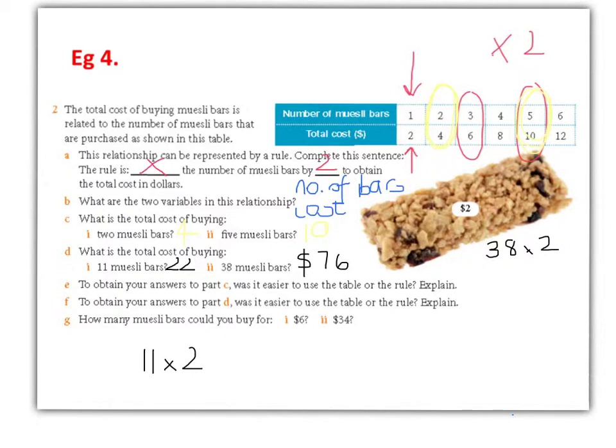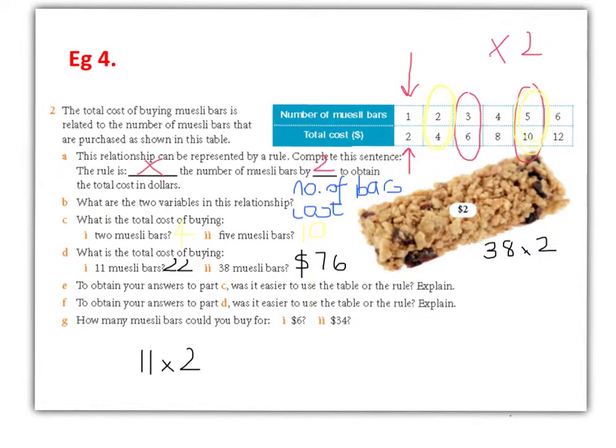How many muesli bars could you buy for $6 or for $34? Now this one's a little bit different. Our rule for this one is going to look like what number of muesli bars at $2 each will cost $6. So what we're really looking at is what number times 2 will give us 6. So we can figure out that 3 bars will cost $6, and it will be using the same technique for the second one.